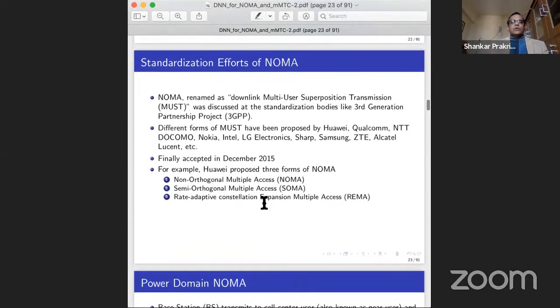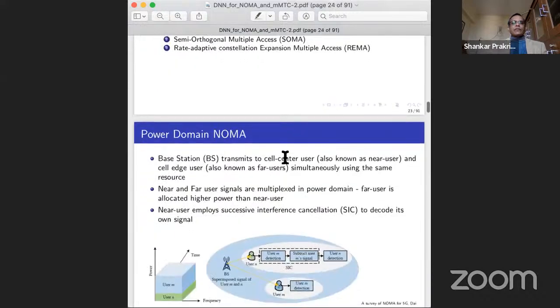Okay. So non-orthogonal multiple access has been known by many different names, maybe because many different companies were involved. These basic ideas came from different sources. They have been using different abbreviations. Earlier it was called multi-user superposition transmission and so on, depending on the company that was pushing it, right? And finally it was accepted in December 2015. So all kinds of abbreviations being used, as you can see.